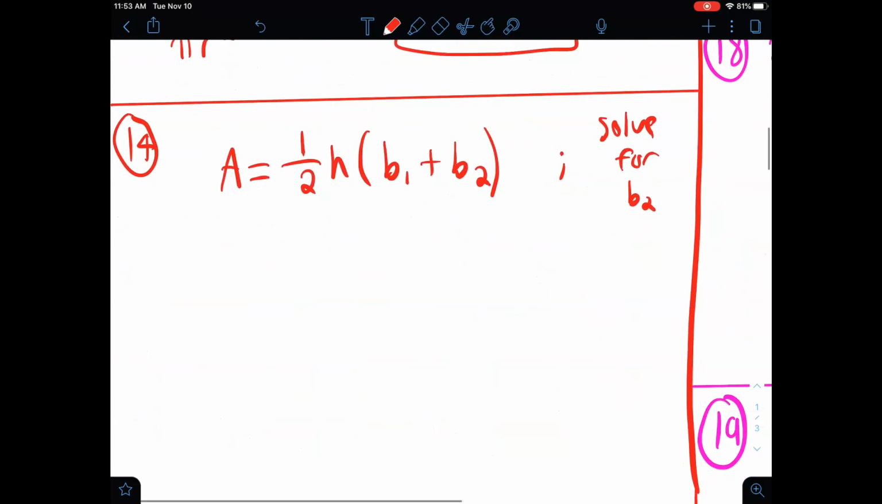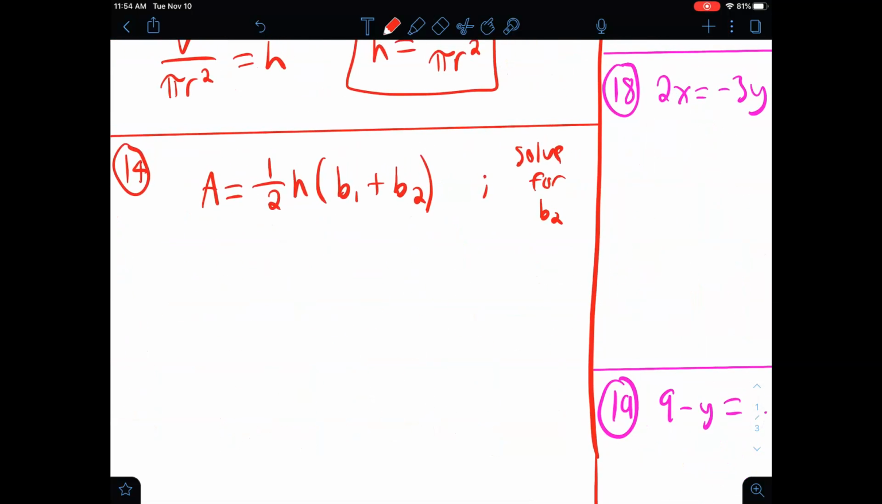All right, number 14 is a very challenging one. We have A equals 1/2 H times base 1 plus base 2. We're solving for base 2. Okay.